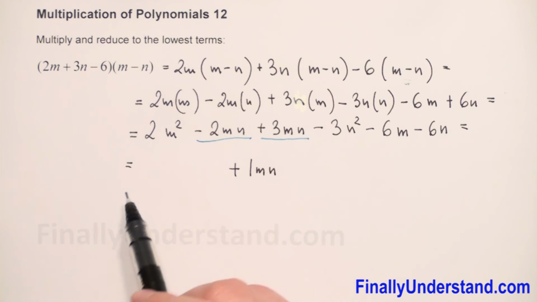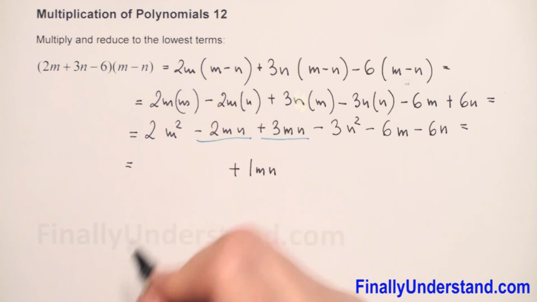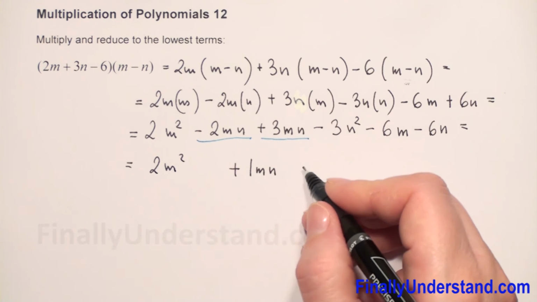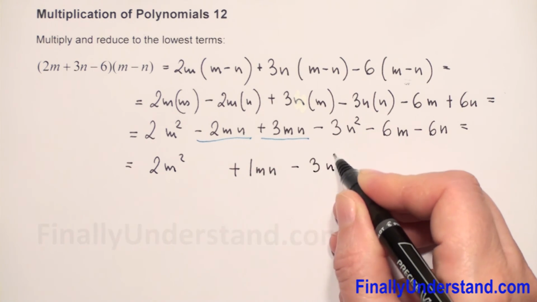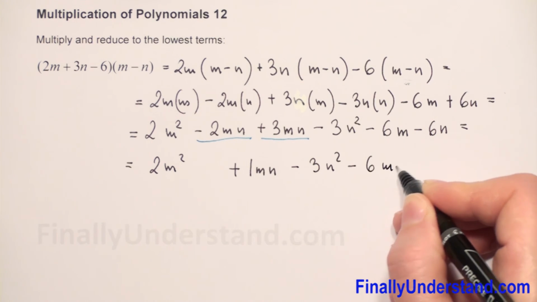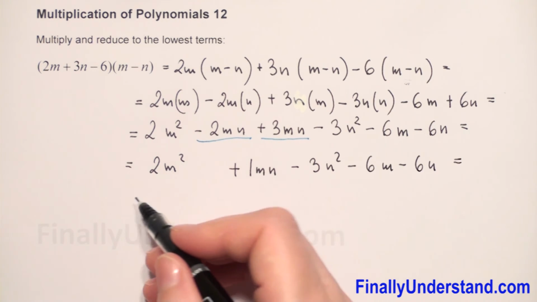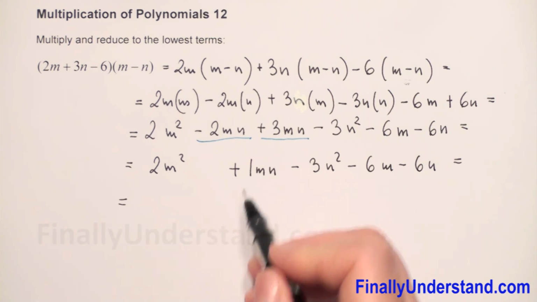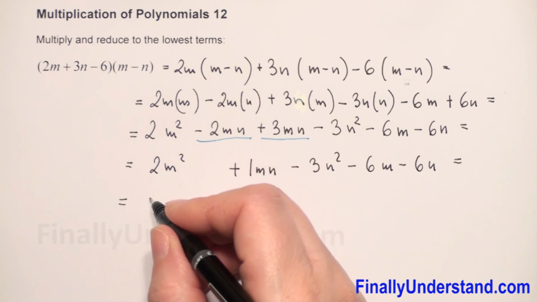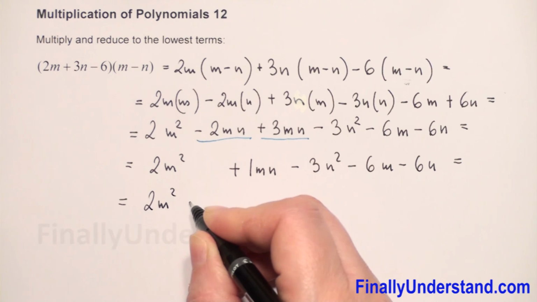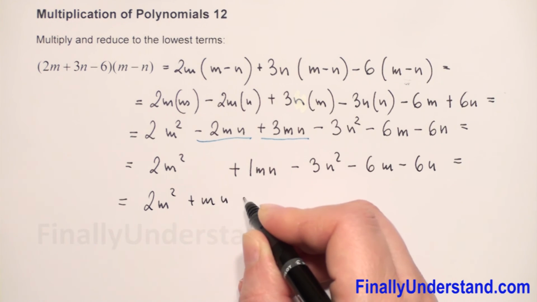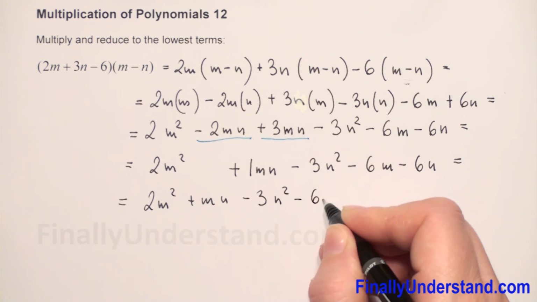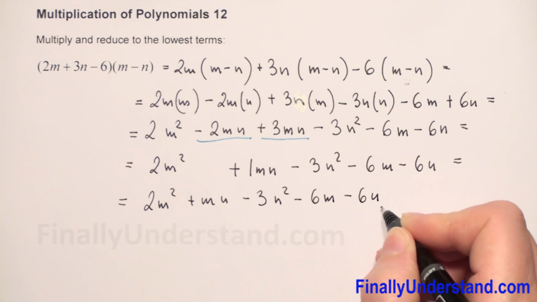Next we don't have like terms, so we have to rewrite the rest. We have 2m squared plus 1mn minus 3n squared minus 6m 6n. So this is equal. When we multiply 1 times mn, it will be mn, so we don't have to write this one. First we will rewrite 2m squared plus mn minus 3n squared minus 6m 6n.